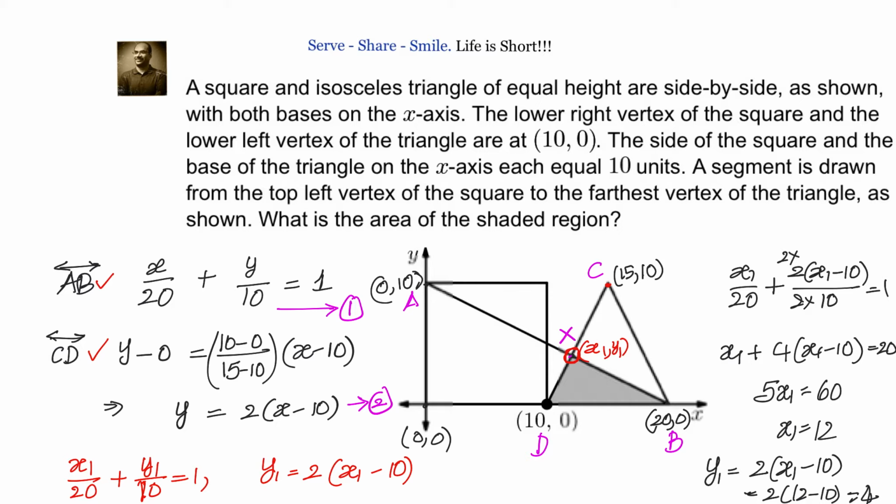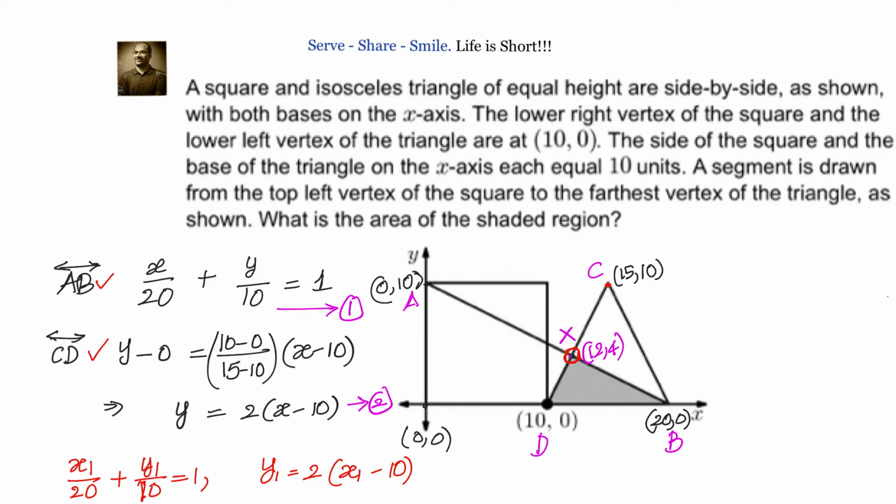Now let us substitute in place of point X, x1 y1 as 12 comma 4. Then we will calculate the area of the shaded region. Now once we got the coordinates of X as 12 comma 4, it's very easy to calculate the area of the shaded region, because we can apply the formula half into base into height without any issue, because we are dealing with a horizontal line as the base. Now what is our base? Our base is 20 minus 10, which equals 10. And what is our height? Height is given by the y coordinate of the point X, which equals 4. So the area of the triangle is equal to 20 square units.